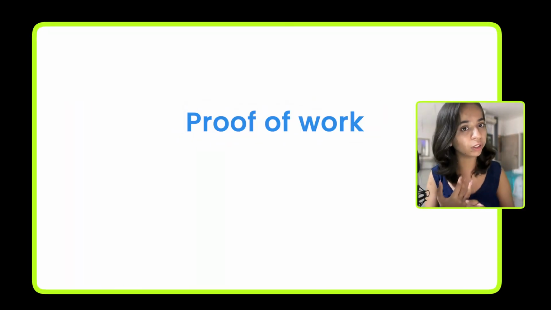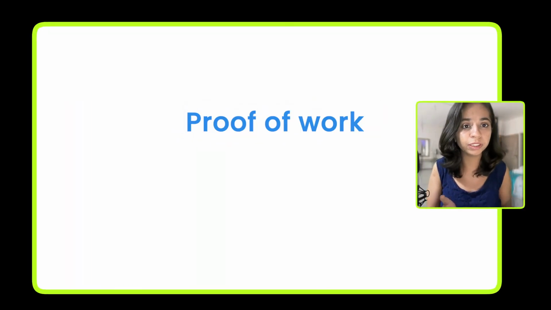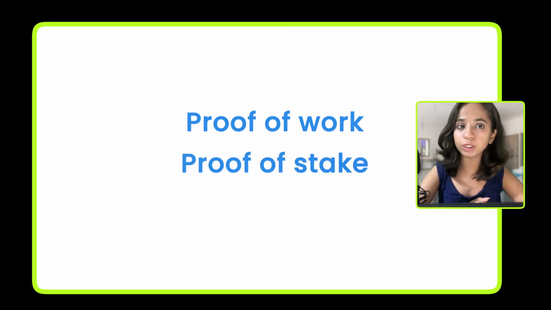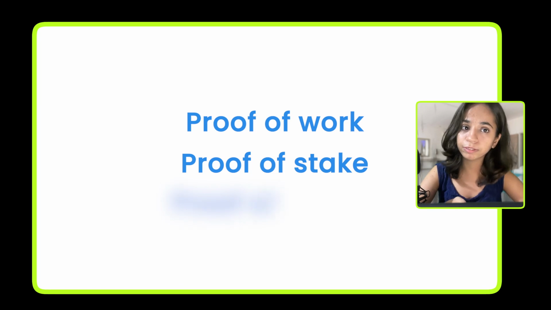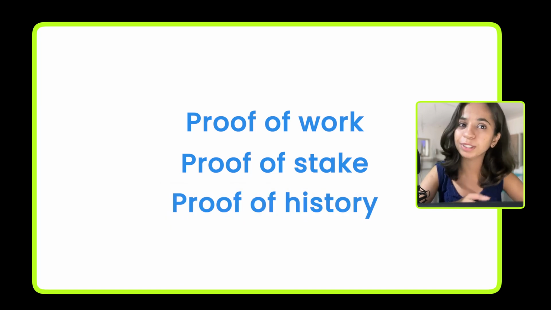Like, for example, we can see proof of work. Who uses proof of work? Bitcoin. And then we have proof of stake, which is used by Ethereum. It takes a little bit of time, I will say, from my personal experience. And then proof of history, quite fast, used by Solana.